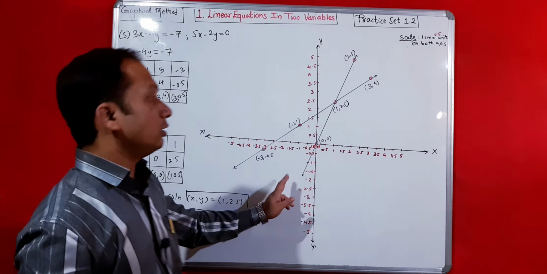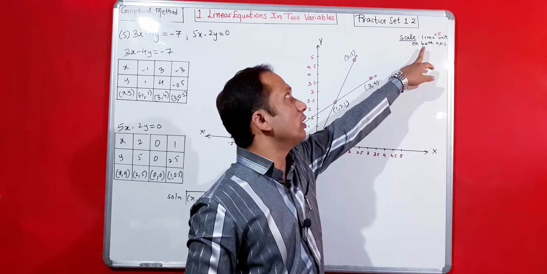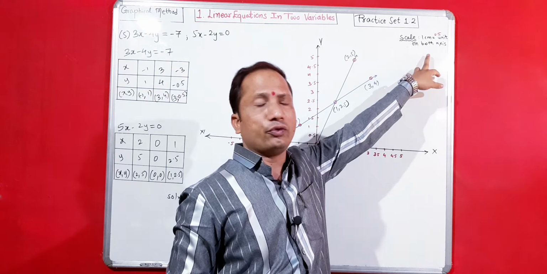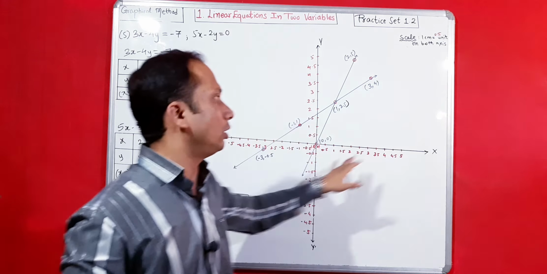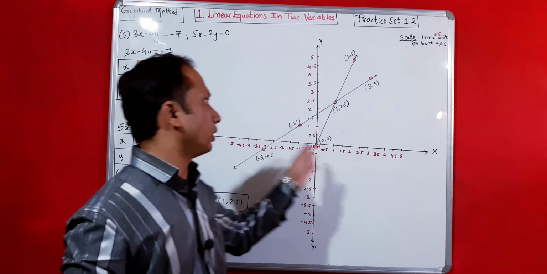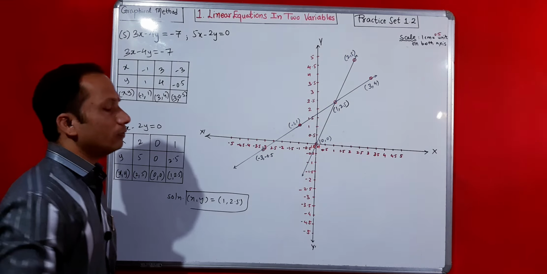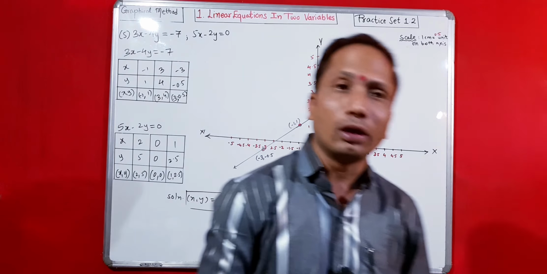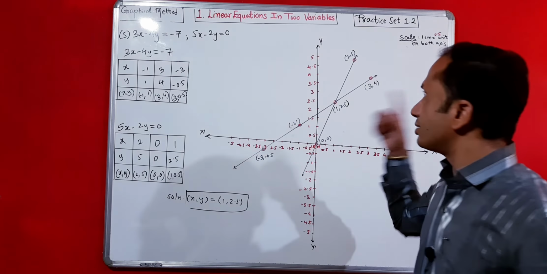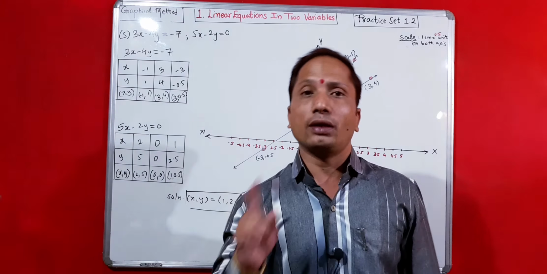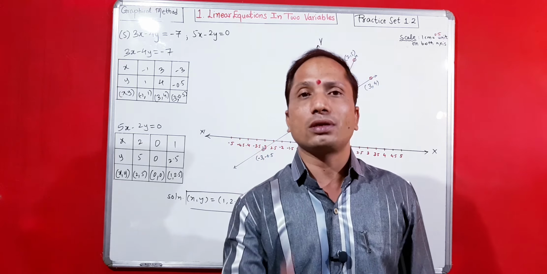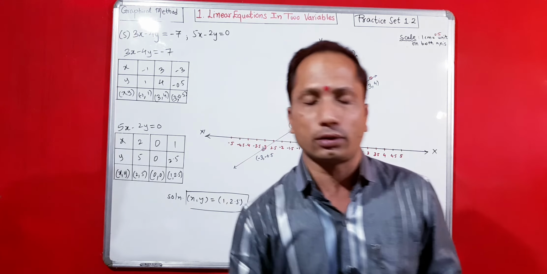In this case, you have to take the scale: 1 centimeter is equal to 0.5 unit on both the axes. Then you'll get a graph like this, and this point 1 and 2.5 will be the solution for the given two lines. In this way you have to draw this. This is question number 5, and now we are going to solve question number 6, the last question of this practice set.